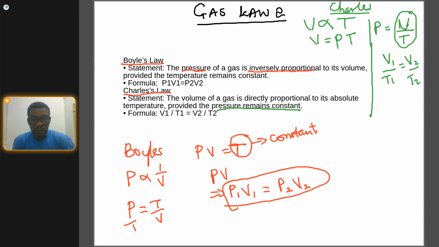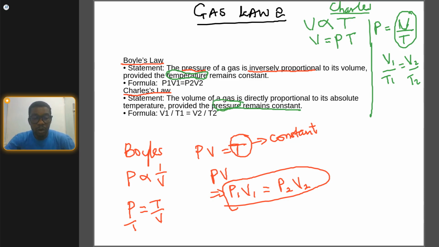So this is the mathematical expression of Charles' law. Take note, in your CBT questions, they will state Boyle's law, Charles' law, and ask what remains constant in Boyle's law? You should know that the temperature remains constant in Boyle's law, and in Charles' law, the pressure remains constant.